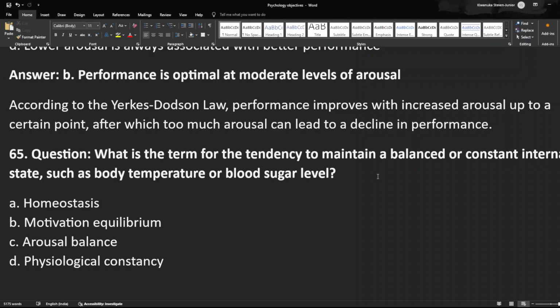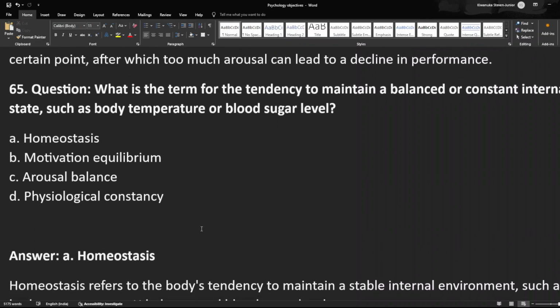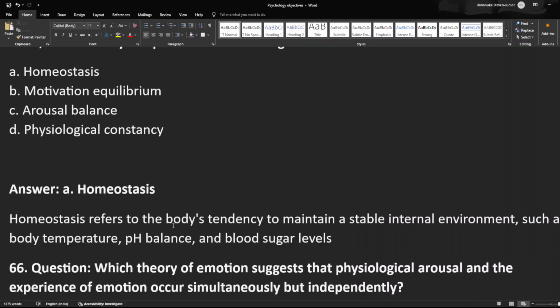Question 65 asks, what is the term for the tendency to maintain a balanced and constrained internal state, such as body temperature or blood sugar level? We see that it is homeostasis. Homeostasis refers to the body's tendency to maintain a stable internal environment, such as body temperature, pH balance, and blood sugar levels.